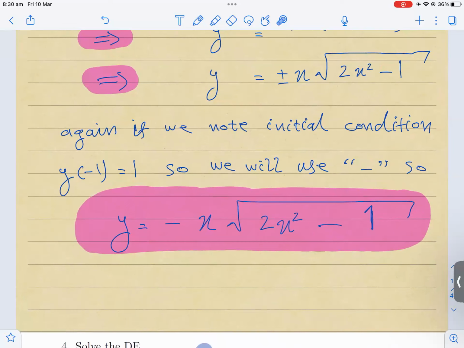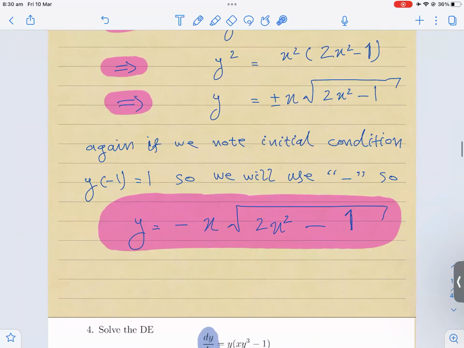Do you have a question? How do you know to choose minus? Okay, so you see this one? Let's apply it, let's put x equal minus 1 here. So this will be 2.